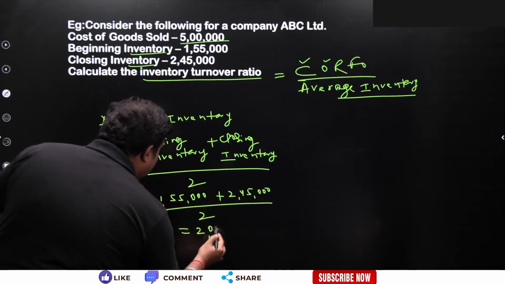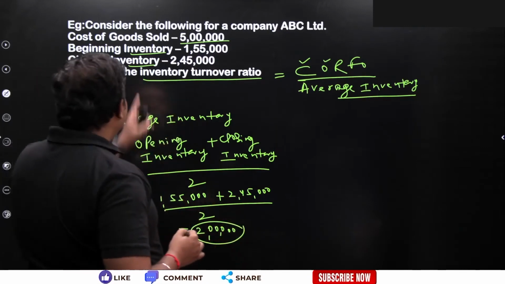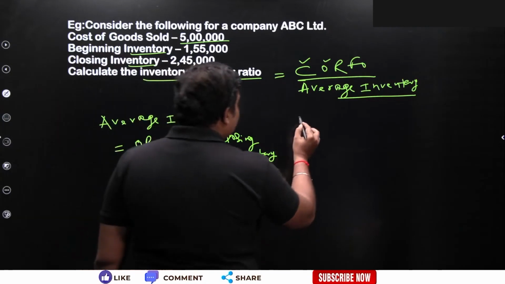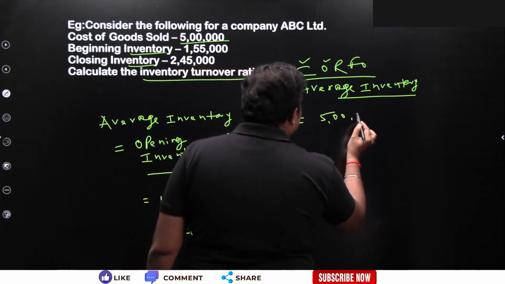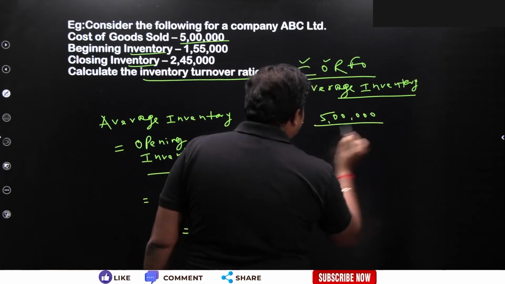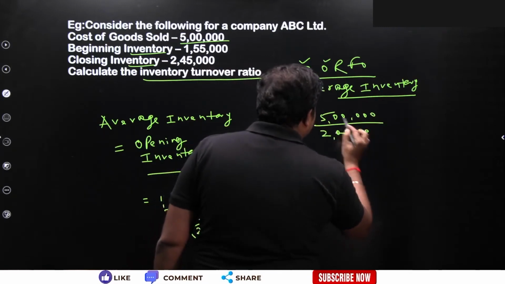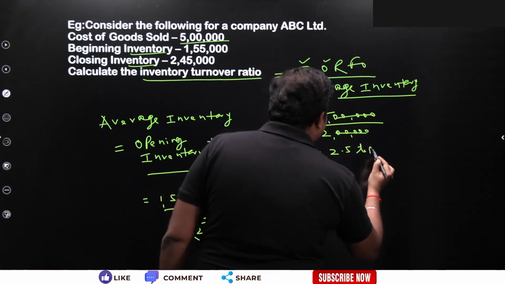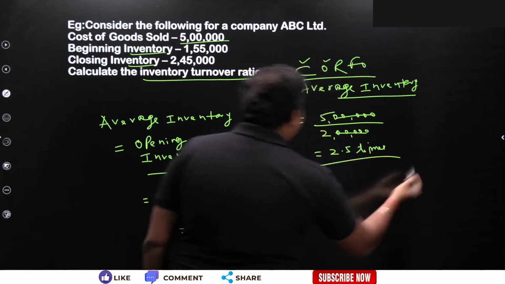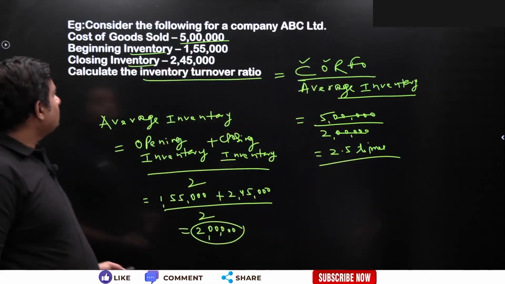So it should be how much? 2 lakh rupees. This is your average inventory, and cost of revenue from operation is already given in the question, and that is 5 lakh. So 5 lakh upon average inventory of rupees 2 lakh, just now we have calculated. So it is 2.5 times. The answer is 2.5 times. I hope you understand. Very simple question.